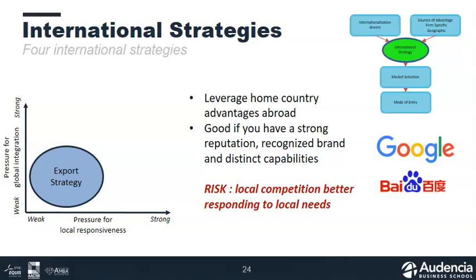The risk here is that local competition can better respond to local needs. It's very obvious. And a good example is probably Google. Google has a product that looks like it can work just about anywhere, but it can't.